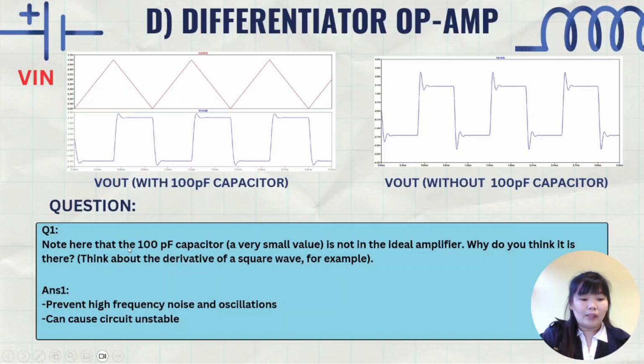Okay, so for answer 1, the 100 pF capacitor is present to prevent high frequency noise and oscillation, because it would cause the circuit to become unstable. And you can see here, the Vout with the 100 pF capacitor has a waveform without high frequency noise, but without the 100 pF capacitor, you have high frequency noise compared to the one with the 100 pF capacitor.